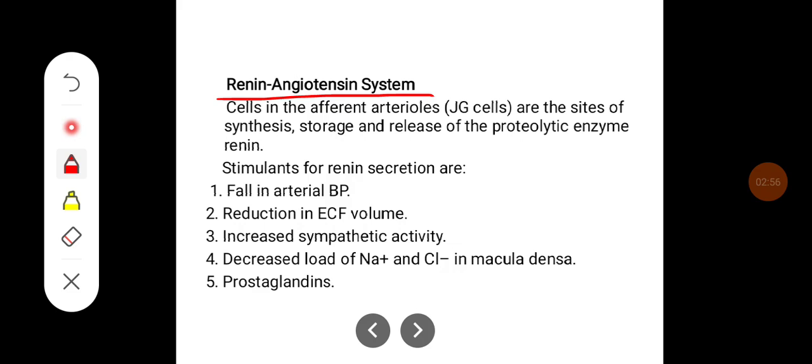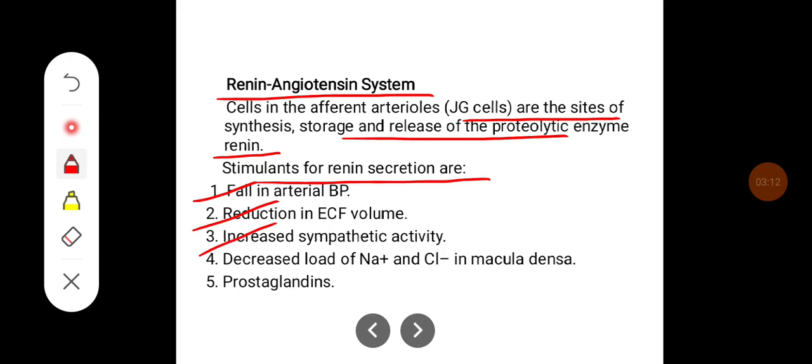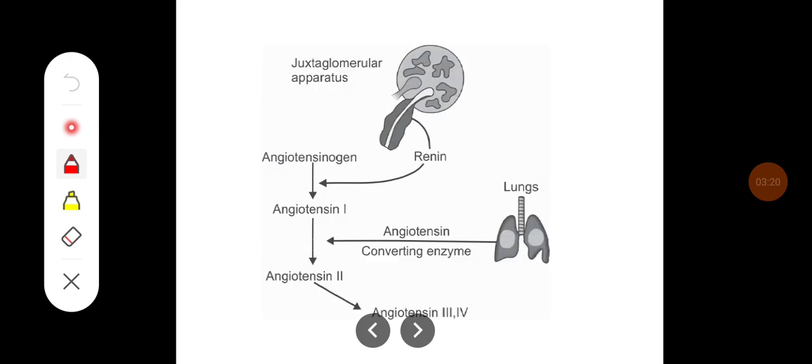Renin-angiotensin system. Cells in the afferent arterioles are sites of synthesis, storage, and release of the proteolytic enzyme renin. Some of the stimulants for renin secretion are a fall in arterial blood pressure, reduction in the ECF volume, increased sympathetic activity, or decreased load of sodium or chloride in macula densa. Prostaglandins can also stimulate renin secretion.